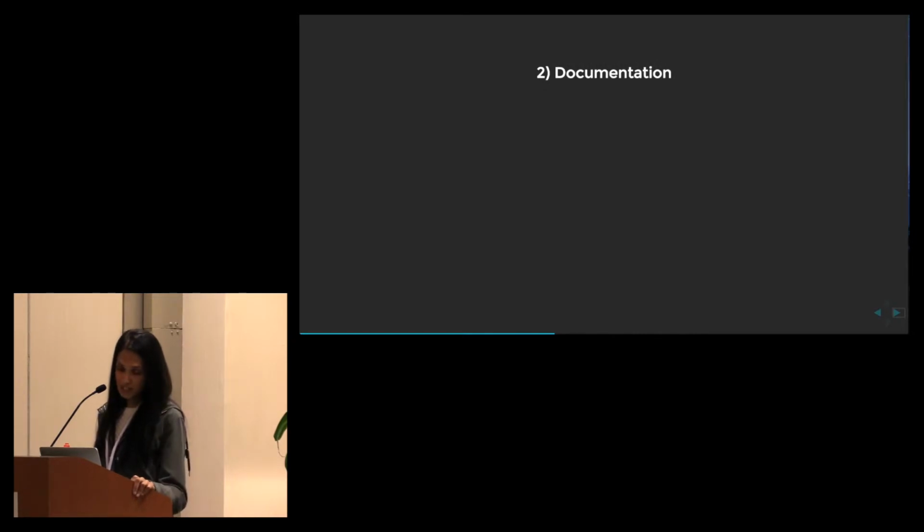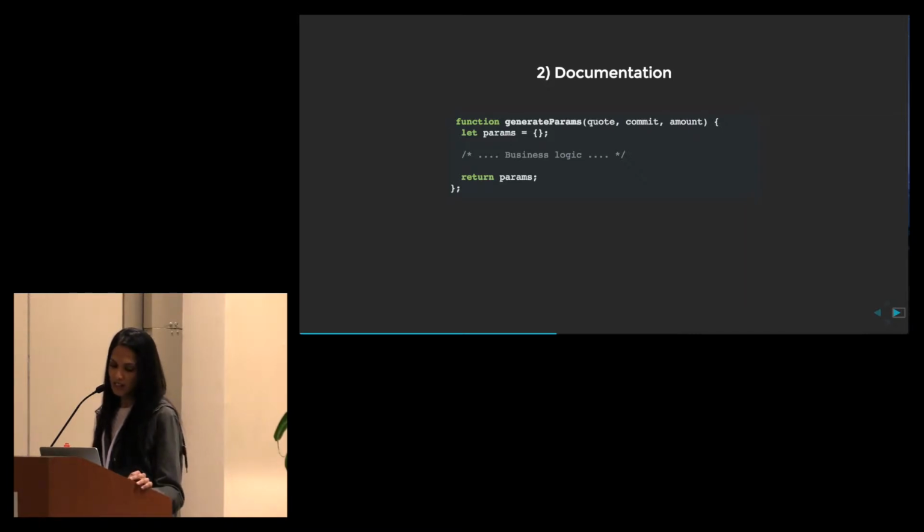Second, it serves as documentation. So I pulled this out of a code base that I worked in a few months ago. Basically, it's a function that apparently generates some params. When I looked at it, I was like, all right, I don't really know how to use this function because I don't know what quote and commit and amount need to be. Is quote a string? Is it a number? Is commit a Boolean or a number? I didn't know what these are.